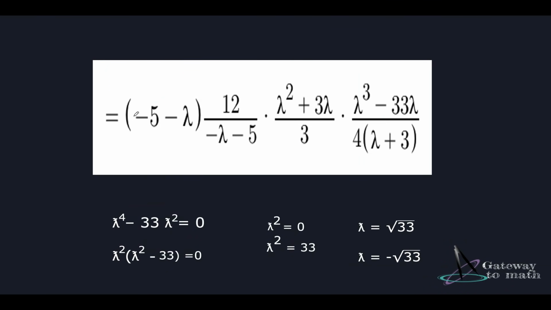So what I have here is (minus 5 minus lambda) times 12 upon (minus lambda minus 5) times (lambda square plus 3 lambda) upon 3 times (lambda cube minus 33 lambda) upon 4 times (lambda plus 3). So this and this cancels. This is 3 ones are 4. Let's just go ahead and take the lambda out here. This is the simplified version, it becomes lambda plus 3. So I can cancel this and this, and I can cancel this and this. We have a lambda saved here because we've taken out the lambda.